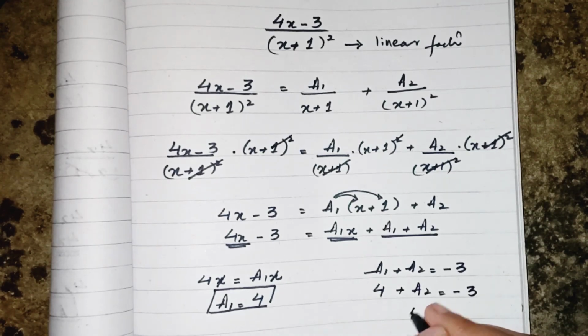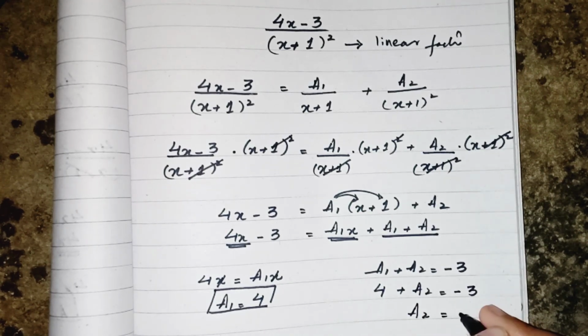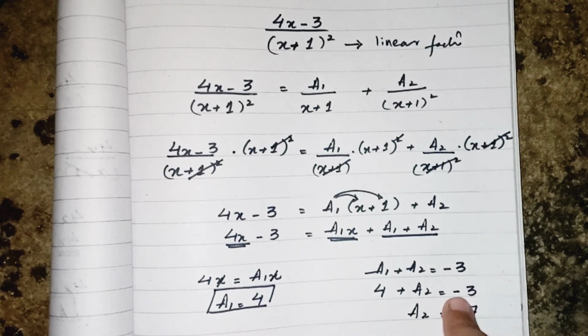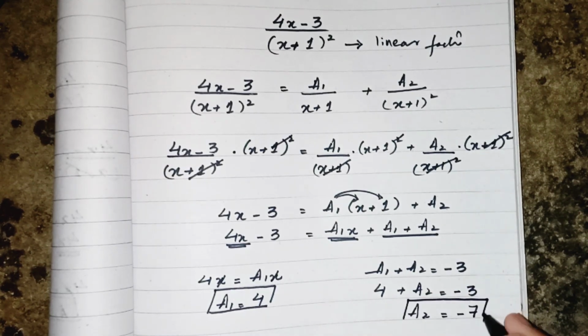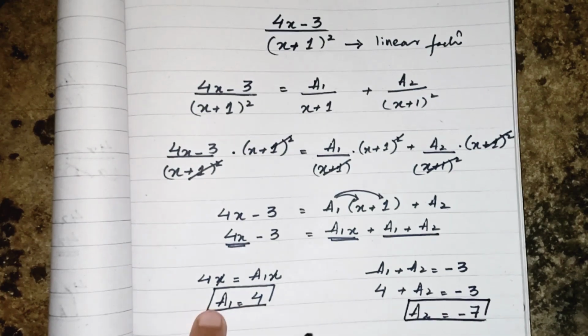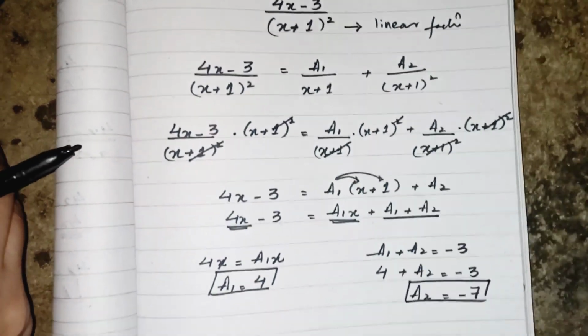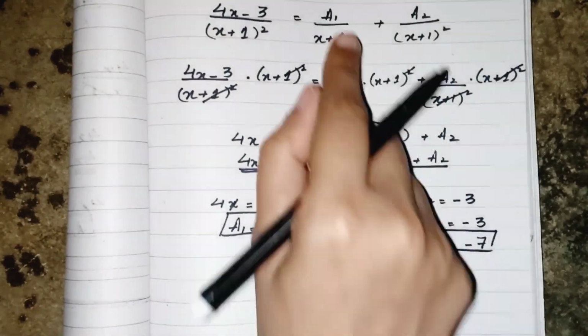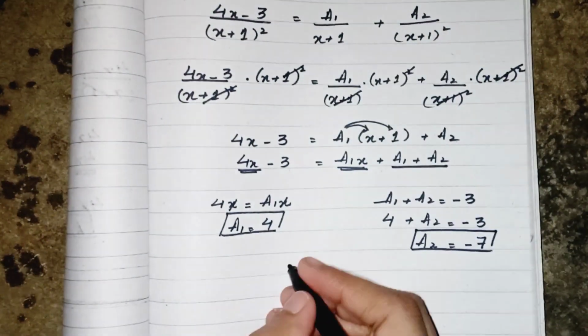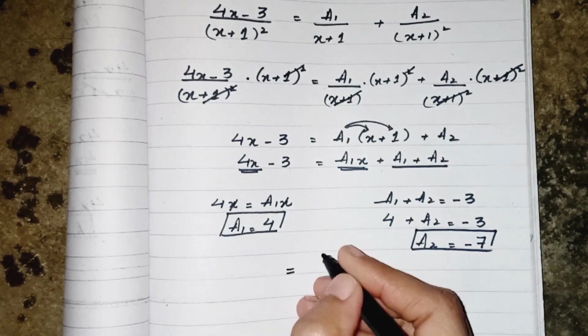Now from this one we can know that the value of a2 will be minus 7, because this 4 moves to that side, so it will be minus 4. Minus 3 added by minus 4 will give us minus 7. Now we know the value of a1 and a2 both, so what we have to do, we just have to put these values into the partial fraction to get our desired answer.